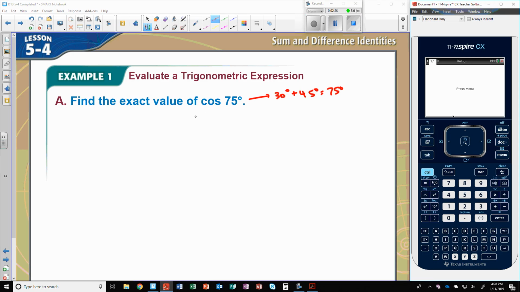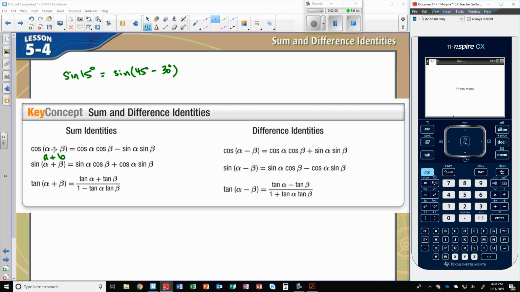You could use that formula, or look back on this page, and it says that cosine of A plus B is the same thing as cosine A times cosine B minus sine A sine B. Here's a little trick to help you out. Cosine, with a C, changes the sign: it becomes a minus. Sine stays the same. That's true with a difference identity too: cosine changes, so the minus becomes a plus, and sine stays the same. So cosine is going to be cos A, cos B minus sine A, sine B.